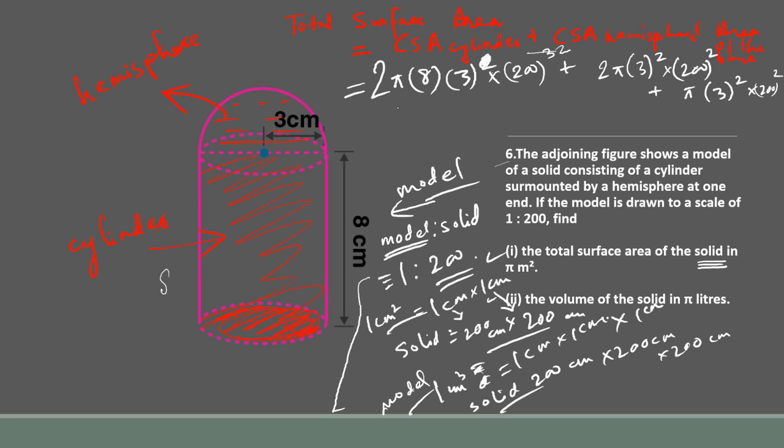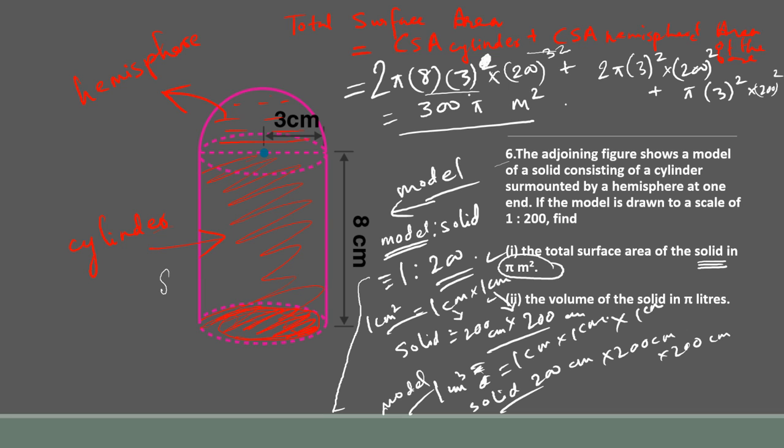Once you do this calculation, you will get 300 pi. You have to convert it into meters, because you will get it in centimeter square, since it's total surface area. When you divide by 100 times 100, you will get meter square. So this answer you will get as 300 pi meter square. They asked for the total surface area in pi meter square. It's an easy calculation.